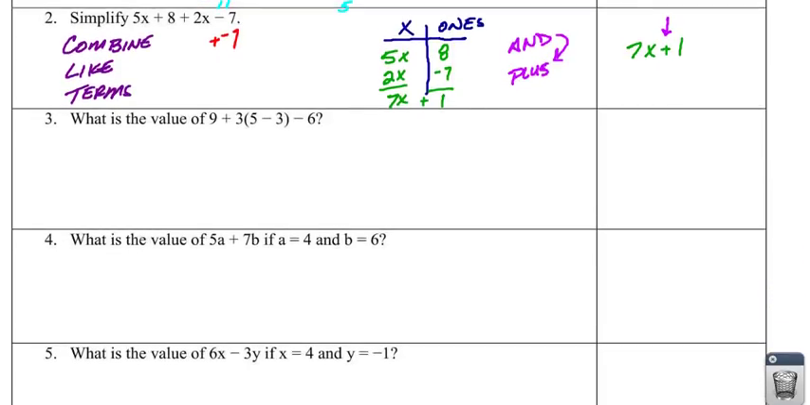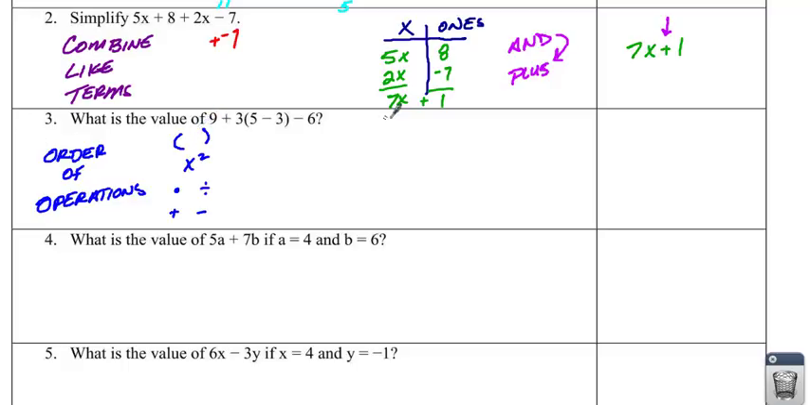All right, on to problem number 3. What's the value of 9 plus 3 times the difference of 5 and 3 minus 6? This is an order of operations problem. When we think of order of operations, some of you think of PEMDAS. You think we do the parentheses, then we do any exponents, then we either multiply or we divide, whichever comes first, then we add and subtract. Again, if you see the subtraction before the addition, you subtract. If you see the addition first, you add.